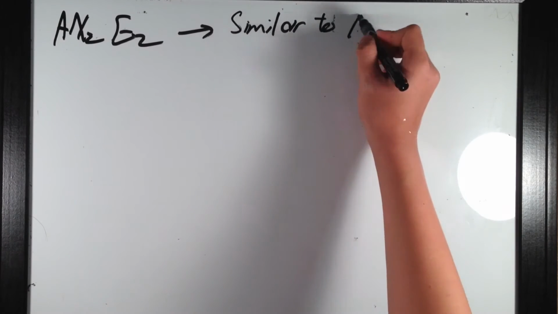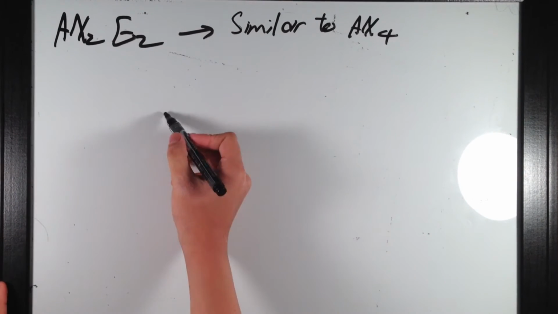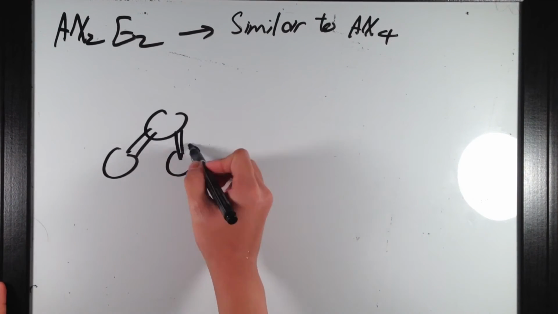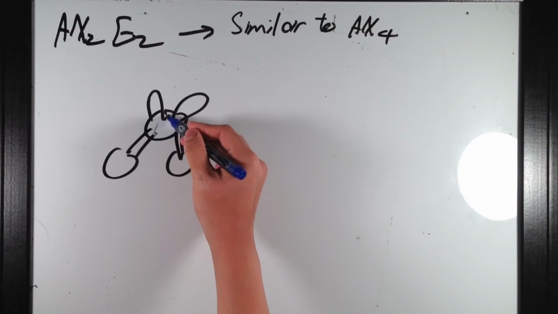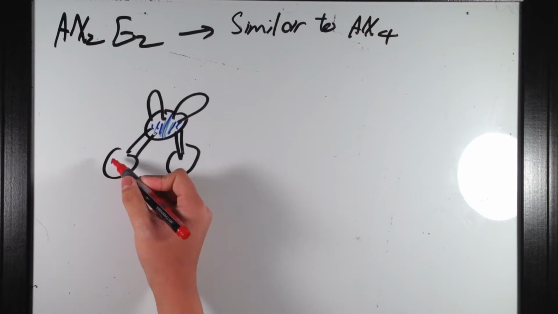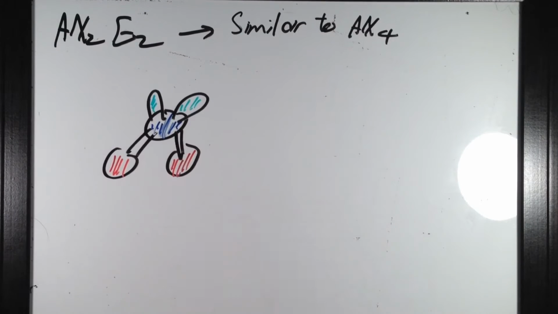AX2E2. This structure contains 2 covalent bonds and 2 lone pairs of electrons. You may think about this shape in terms of a tetrahedral without 2 of the vertices. The bond angle is 104.5 degrees, which is slightly less than that of AX4 because the lone pairs repel more.